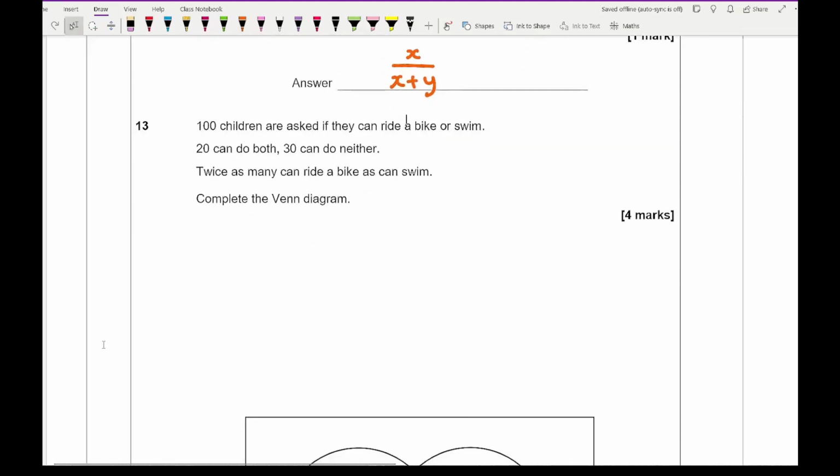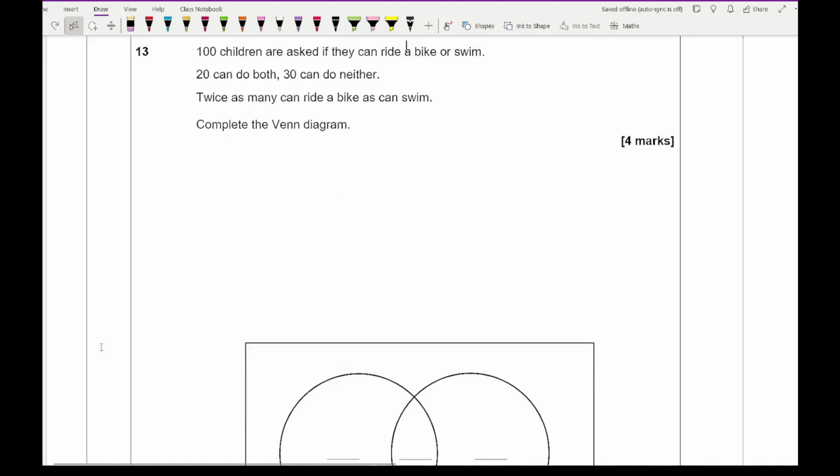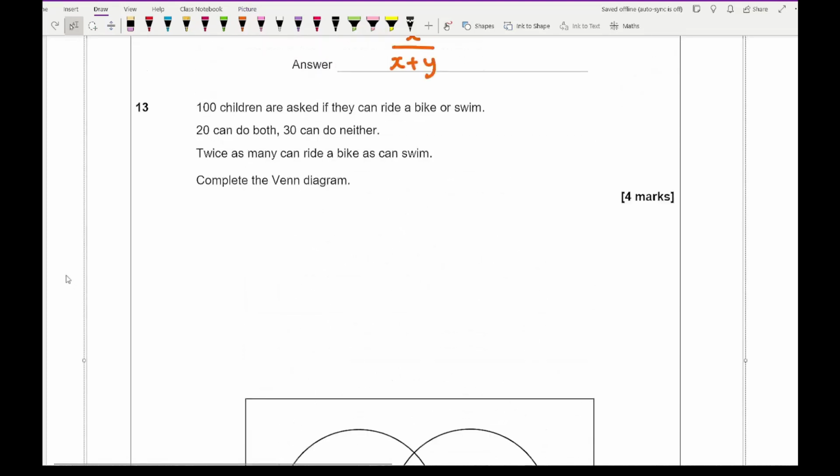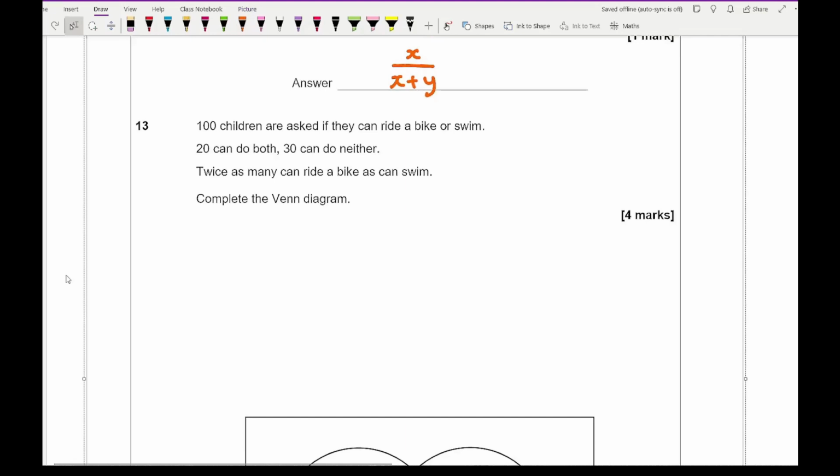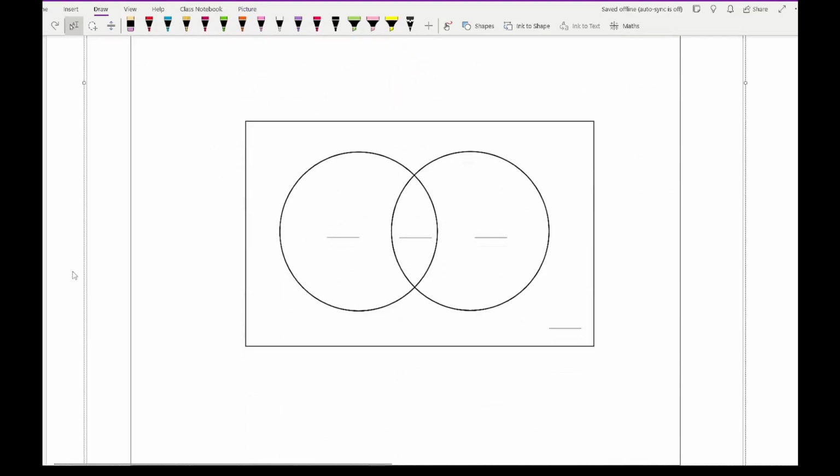Moving on to question 13, it says 100 children are asked if they can ride a bike or swim. 20 say they can do both, 30 say they can do neither, and twice as many can ride a bike as they can swim. The question is asking us to complete the Venn diagram. So looking at this information, we know that all of the numbers in this Venn diagram need to add up to 100.